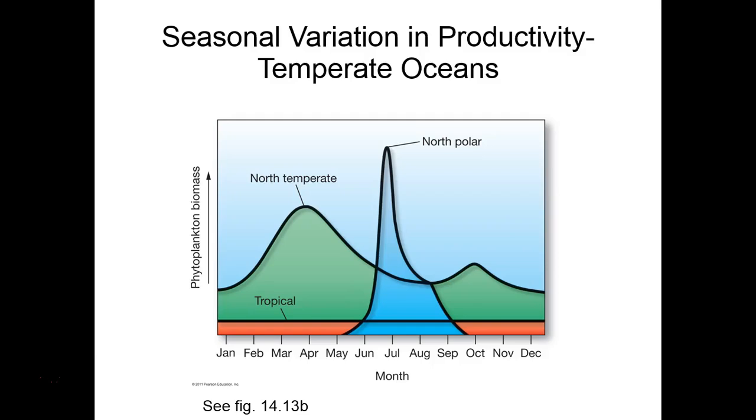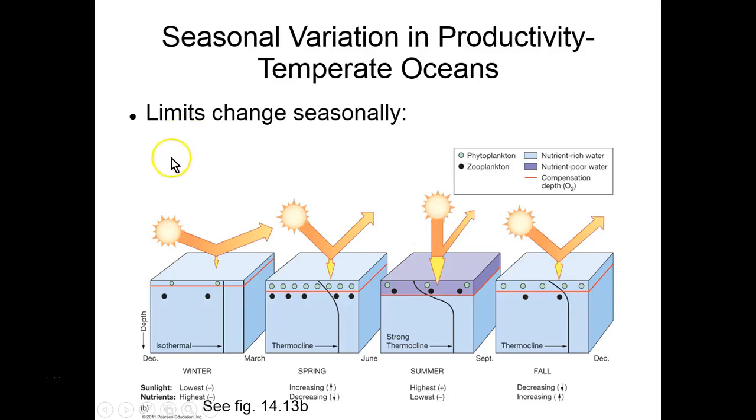Okay, and finally, let's talk about primary productivity in temperate waters, which is this line right here. All right. So in temperate oceans, we see changes seasonally in primary productivity, and that is due to both changes in the amount of nutrients in the surface water and changes in the amount of sunlight. So in these little squares, they are showing you a column of water in the temperate oceans away from land in the wintertime, in the springtime, in the summertime, and in the fall.